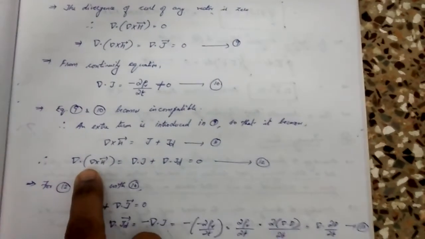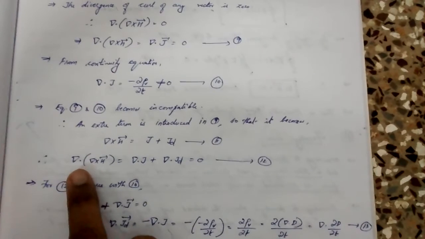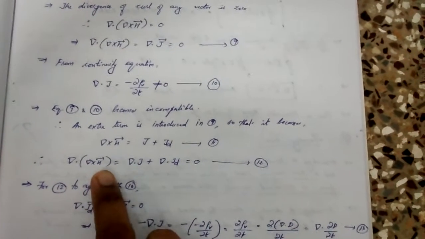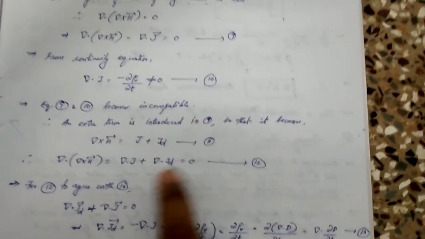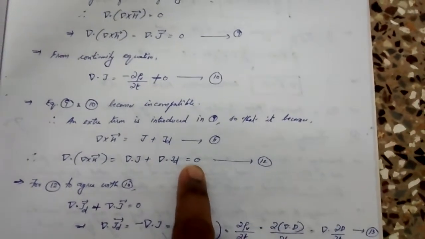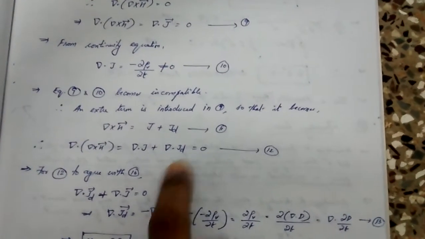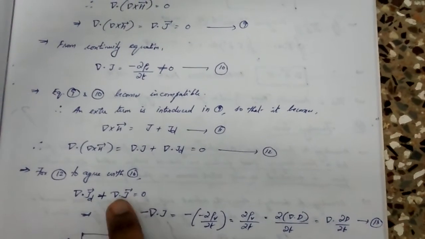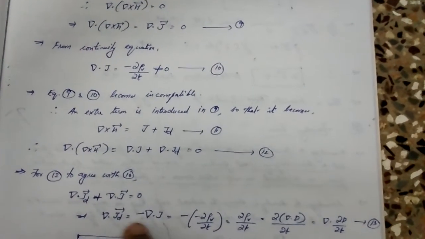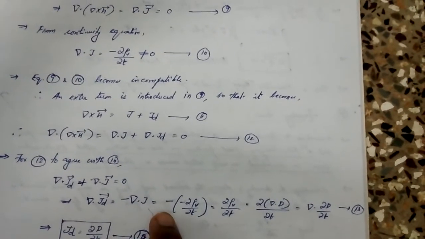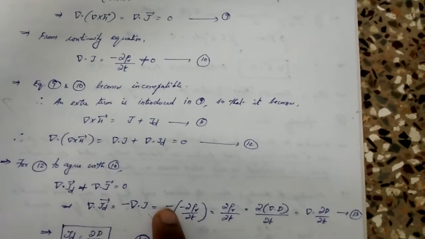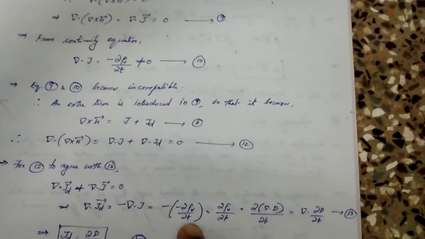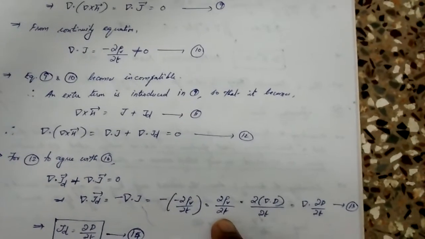So now again this identity becomes del dot del cross H is equal to del dot J plus del dot J_d is equal to 0. Okay, so now equating, you get del dot J_d plus del dot J is equal to 0, or del dot J_d will be minus del dot J. Now what is del dot J? From continuity equation, del dot J is minus dou rho_v by dou t. So minus of minus dou rho_v by dou t, you get dou rho_v by dou t.